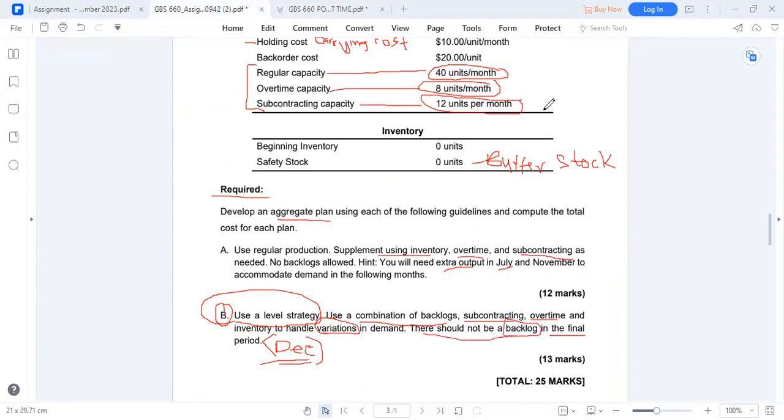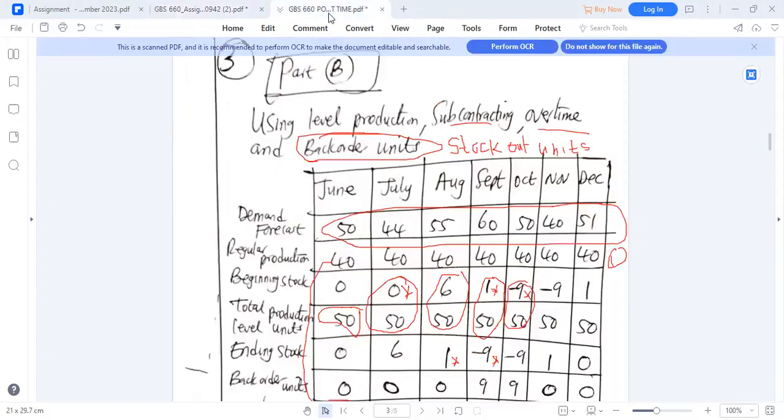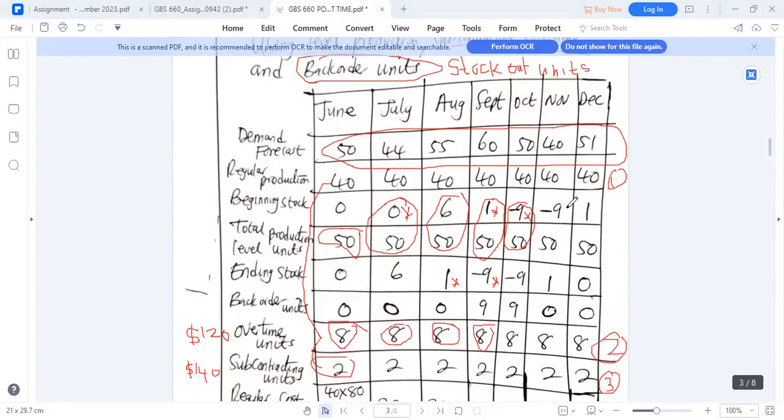All right, so this is what this assignment paper was about, because this is on aggregate planning, the first part of this question. So here, this one is now -9 plus 50 minus 40 demand. We are getting 1, the ending, which is the beginning stock there. So we clearly know that we don't have any backlogs at the end, 0 backlog. We only have backlogs in September and October. That's when we have the backlog.